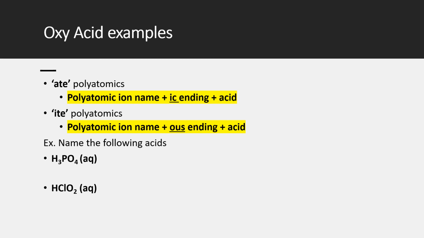So for our first example, our polyatomic is phosphate, so we're going to be using the IC ending. So this is going to be phosphoric acid. And for our next example, ClO2, we know that's chlorite, so we're going to be using the OUS ending. So this is going to be chlorous acid.